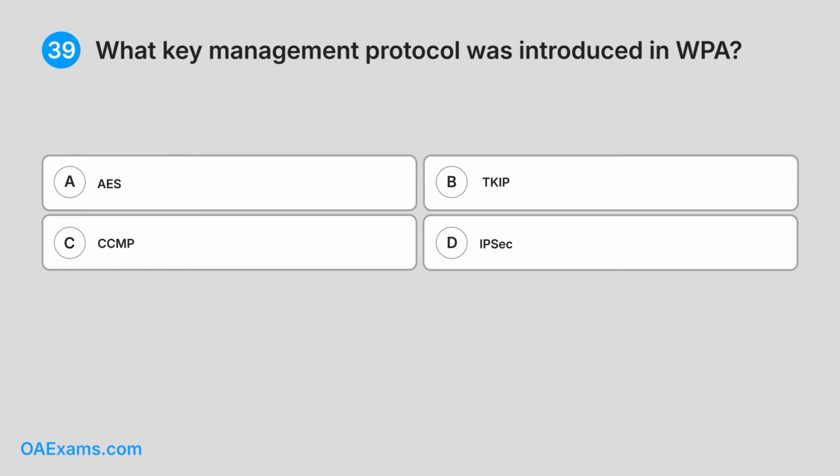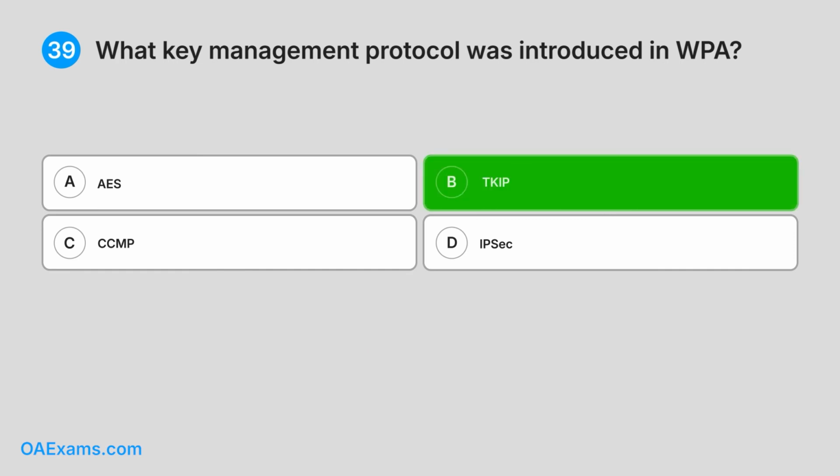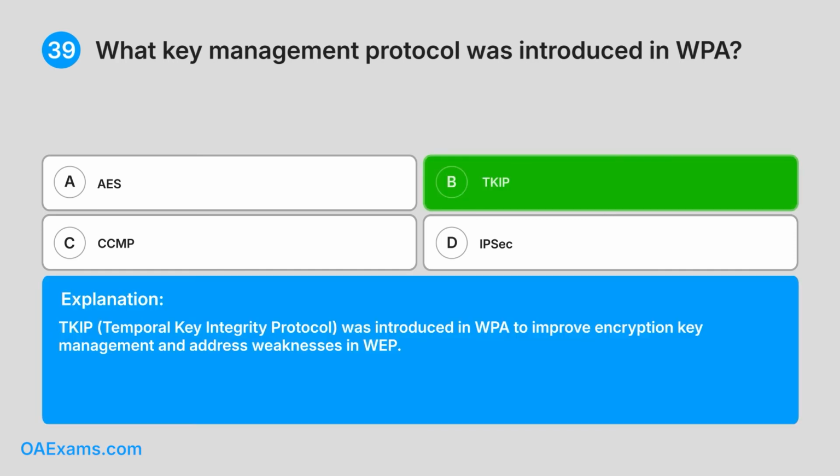39. What key management protocol was introduced in WPA? A. AES. B. TKIP. C. CCMP. D. IPsec. Can you guess the answer? Correct answer. B. TKIP. Explanation. TKIP, Temporal Key Integrity Protocol, was introduced in WPA to improve encryption key management and address weaknesses in WEP.